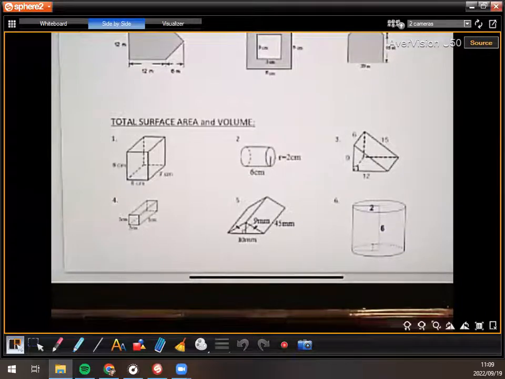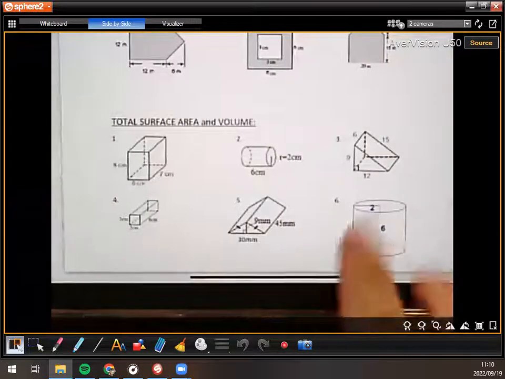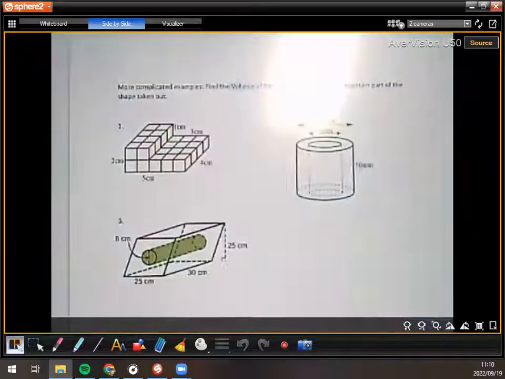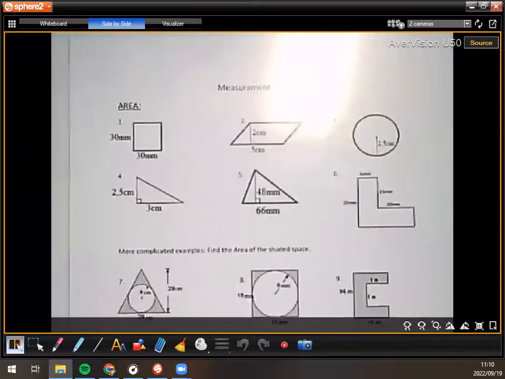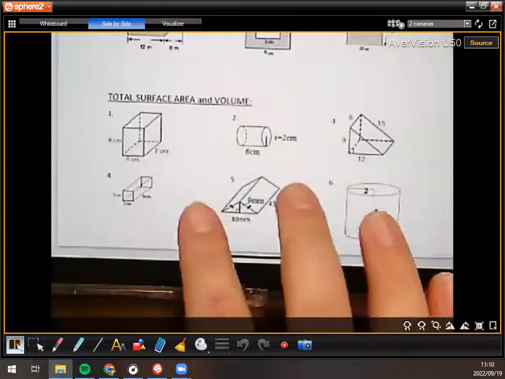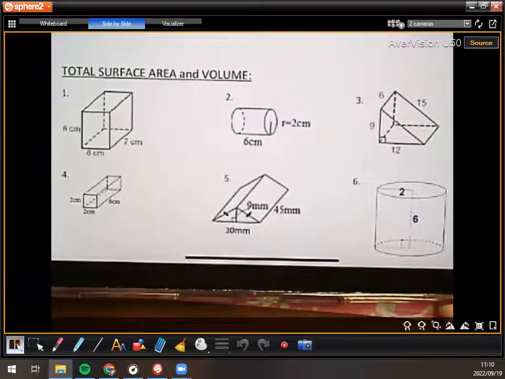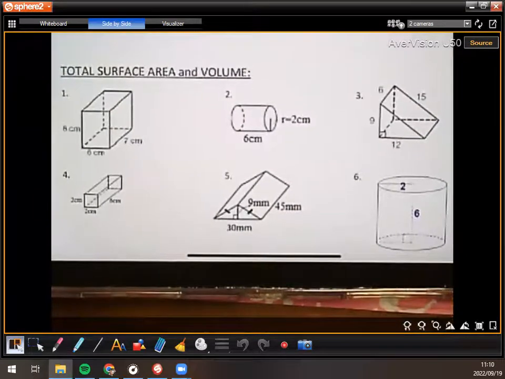Okay, guys, so you're going to work on that now. Like I said, you might have done some of it. You might have done all of it. That's fine. When you're done with these 6, you are carrying on with these 3 questions. You're finding the volumes of these 3 shapes. All right, guys, if you don't have a copy of that worksheet, it's on the board.